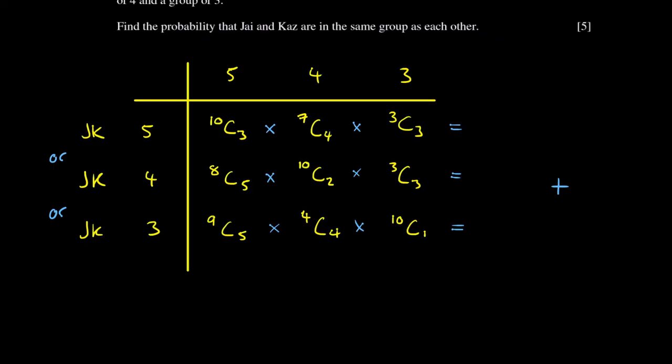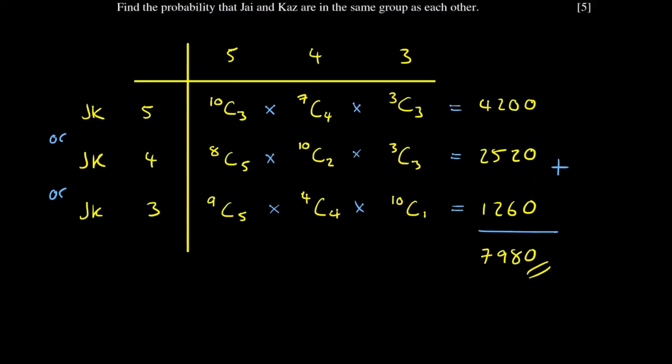Okay, then if I do that, then I get 4,200, I think, for this one, 4200. And if I do the next one, I get 2520. And then if I do this one, I get 1260. Okay, so then what I've got to do is add these all up. If I add them all up, I get 7980. Okay, so 7980. Now, the question didn't ask me for the number of different ways it could be done.